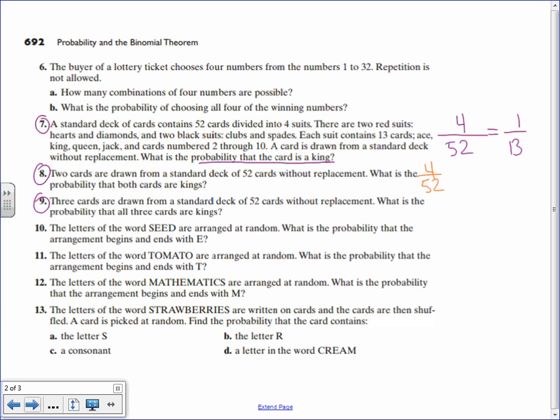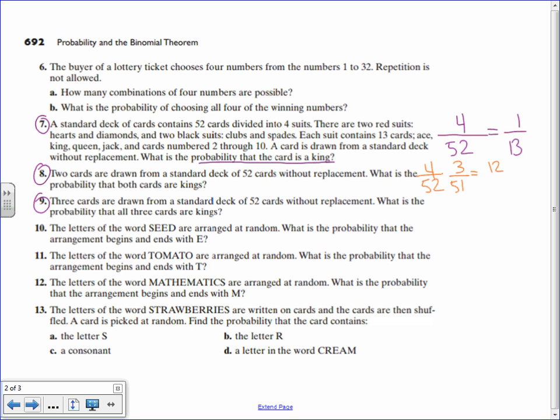Now when I go to draw my second card out, how many kings are there for me to grab? Well, I already took one out, so now there's only 3 possible kings. And since I took the card out, I don't have 52 cards anymore, I have 51. And I want both of these to happen at the same time, so the counting principle says you multiply.